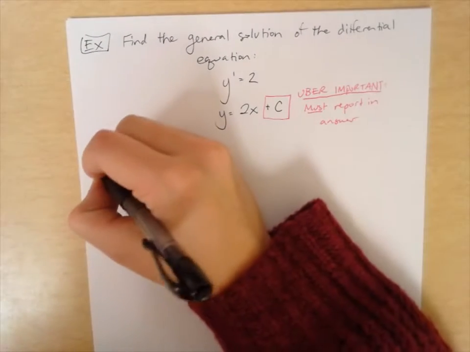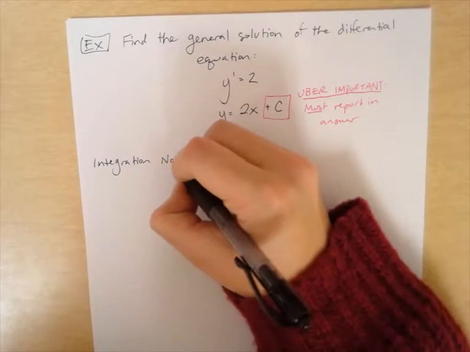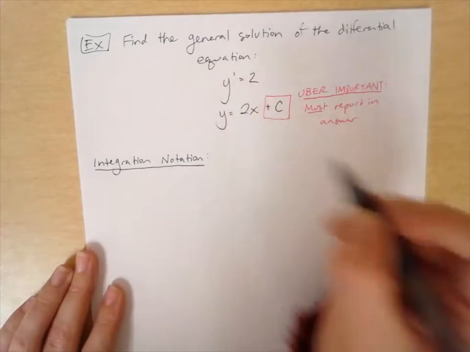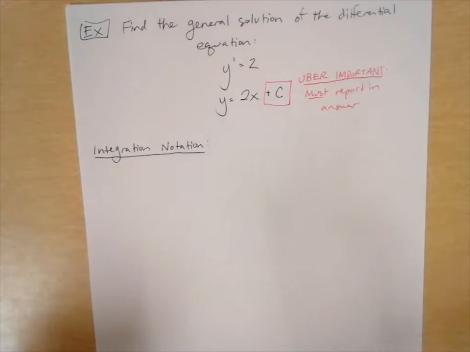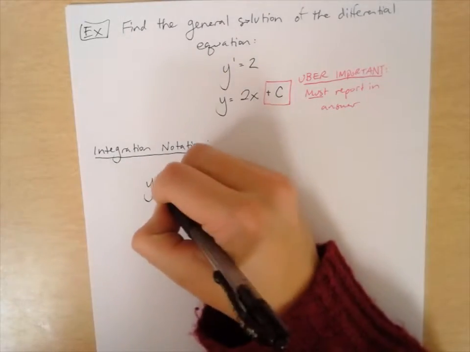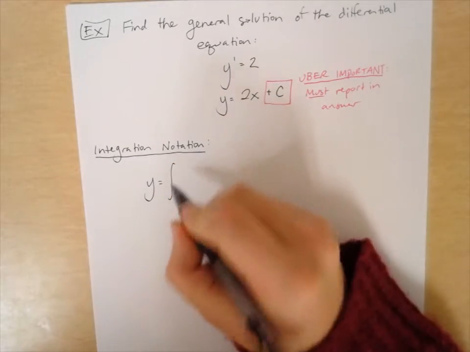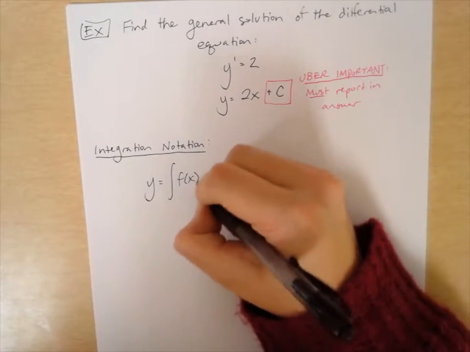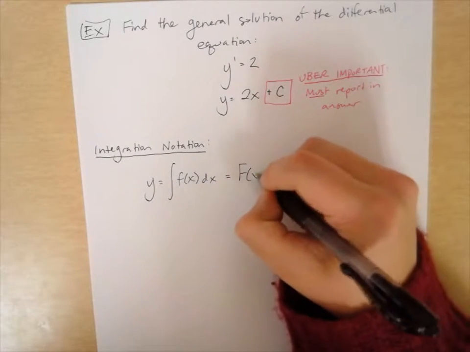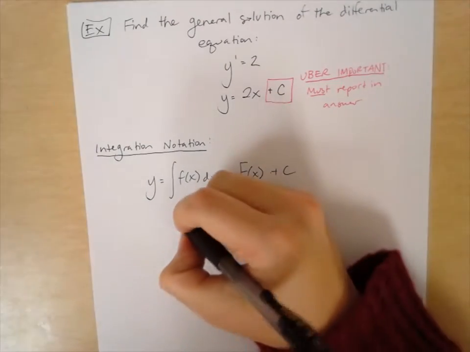Let's look at integration notation. Integration is finding the antiderivative. It's the process of finding the antiderivative. So I'm going to set up something. We're going to have the integral of f of x dx equals big F of x plus c. Okay. And here's what all these parts mean.